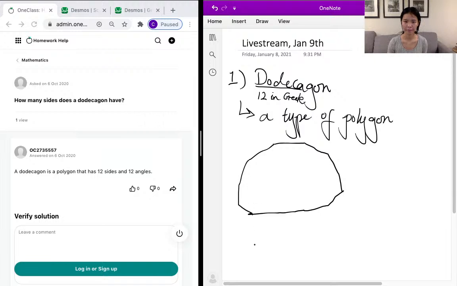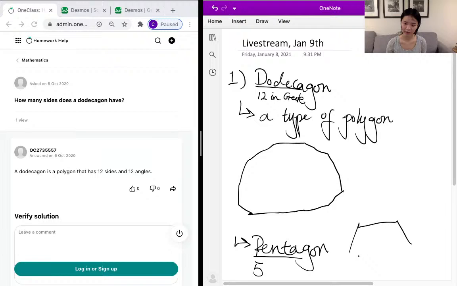and that's what a dodecagon has. Some other example of polygons, for example, a type of polygon that you probably have heard of is a pentagon. So pentagon, penta just means 5, similar to how dodeca means 12. Penta means 5, and pentagon is just a polygon that has 5 sides. So for example, 1, 2, 3, 4, 5, this would just be a pentagon.